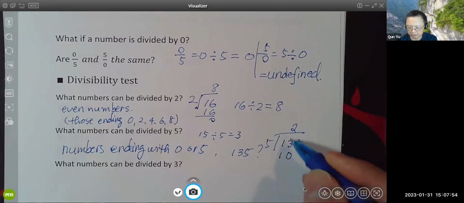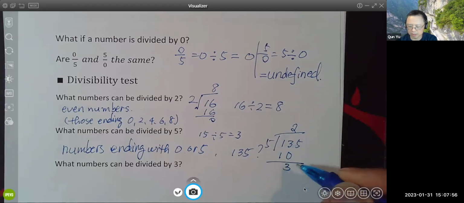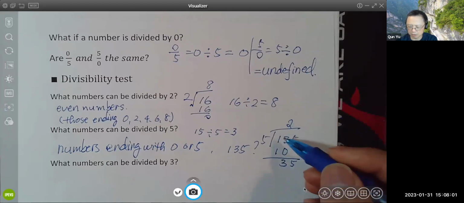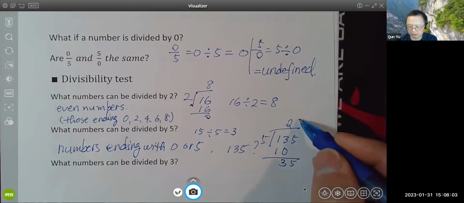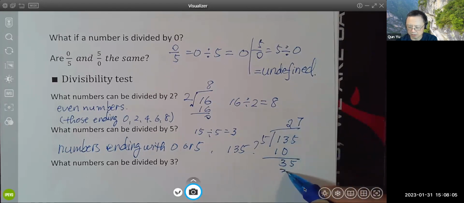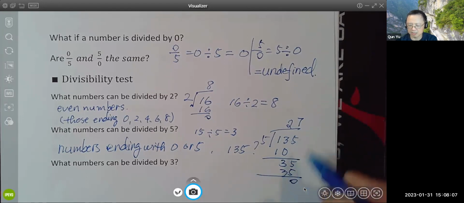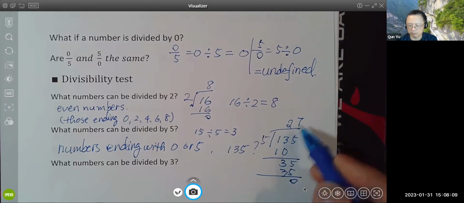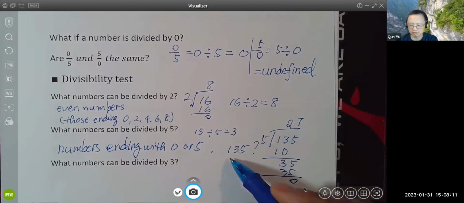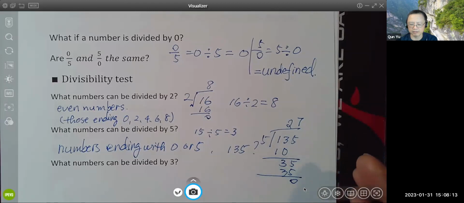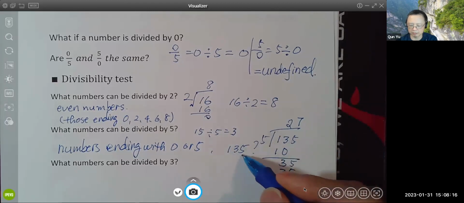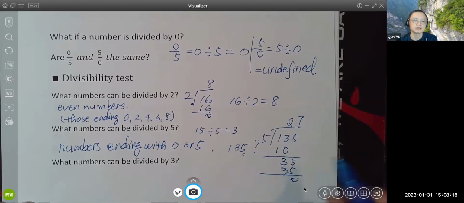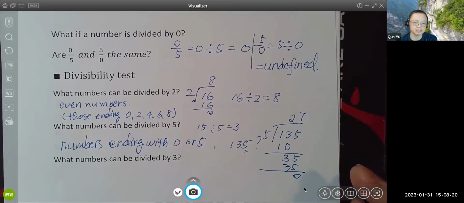So 2 times 5 is 10. Remainder is 3. Put down this digit 5 and repeat this process. How many 5's in 35? There are 7 of them. Now remainder is 0, we divided it evenly. So there are 27 5's in 135. So 135 can be divided by 5 evenly because it's ending with 5. So any number whose last digit is 0 or 5 can be divided by 5.